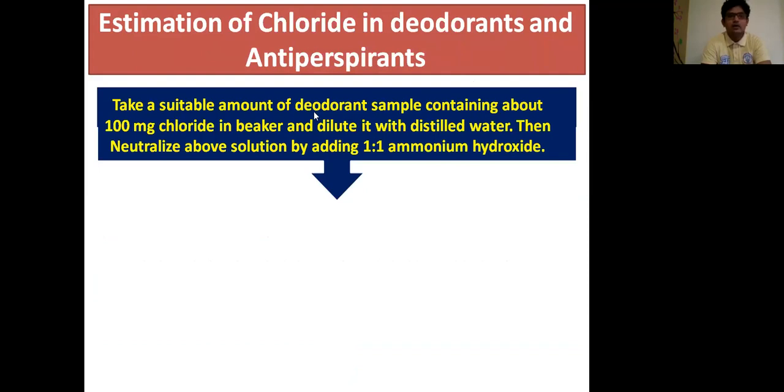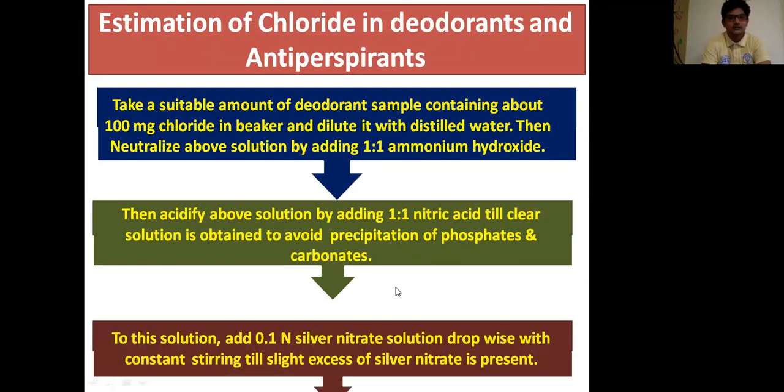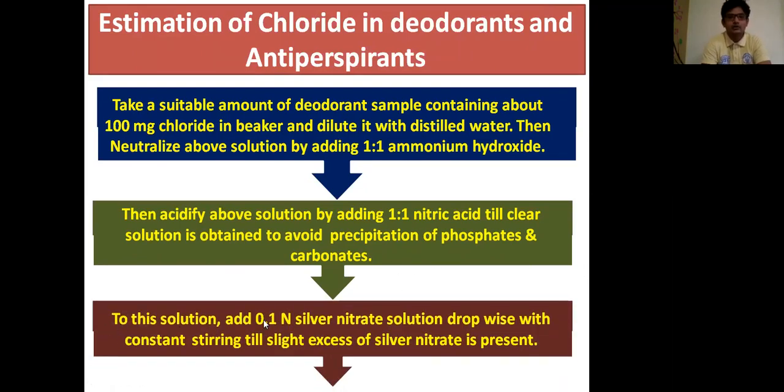Take a suitable amount of deodorant sample containing about 100 mg chloride in a beaker and dilute it with distilled water. Then neutralize the above solution by adding 1:1 ammonium hydroxide. Then acidify the above solution by adding 1:1 nitric acid till a clear solution is obtained to avoid precipitation of phosphate and carbonates. To this solution, add 0.1 normal silver nitrate solution dropwise with constant stirring till a slight excess of silver nitrate is present.